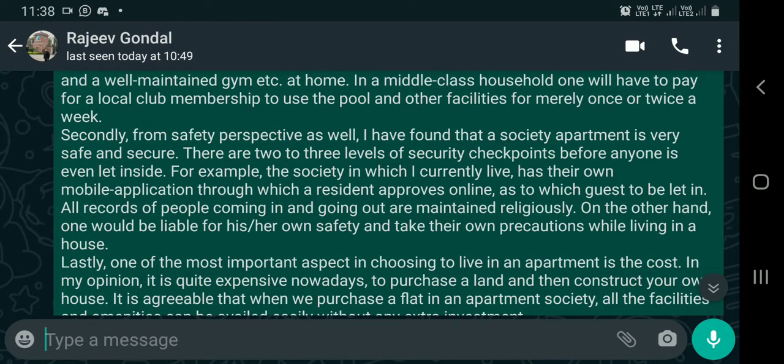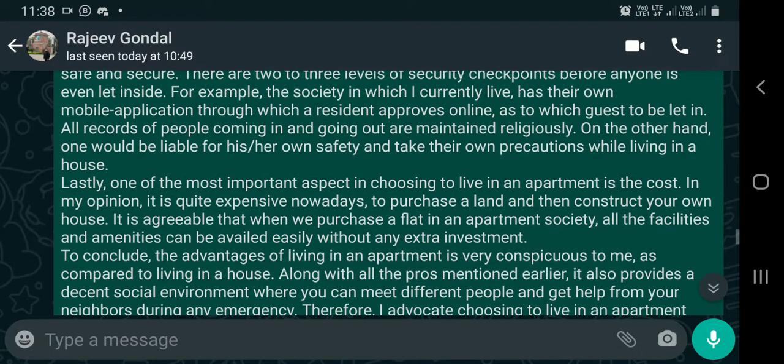So I mean this, okay. So you can again make it very precise: but one has to spend for his own safety in a house. Lastly, one of the most important aspects. So it has to be "aspects." When you say "one of the," it has to be a plural. Choosing to live in an apartment is the cost.